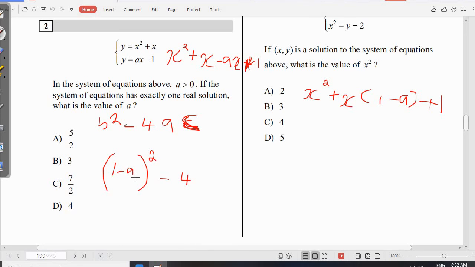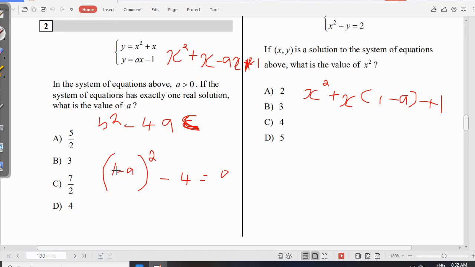So whatever you do here, (1 minus a) squared minus 4 should give you something that must be equal to 0. So let's test what we can test. If you have a as 5/2, 1 minus 5/2, this 5/2 is 2.5. 1 minus 2.5 won't give you something that, minus 4, equals 0. It will not equate to 0.